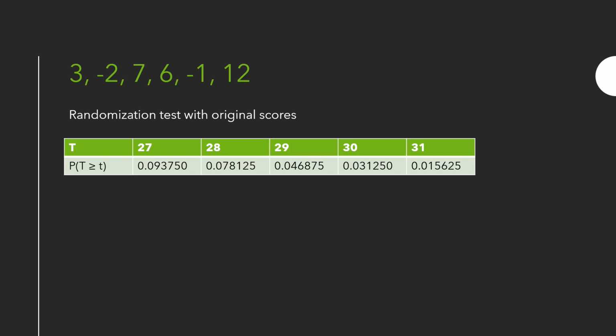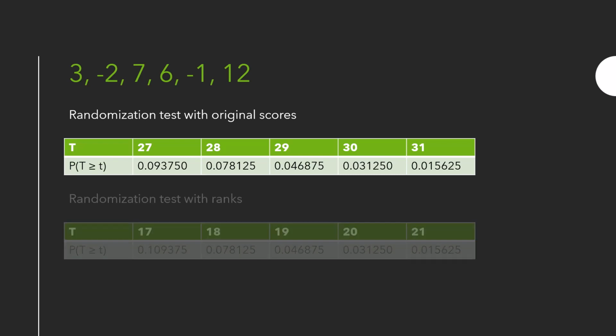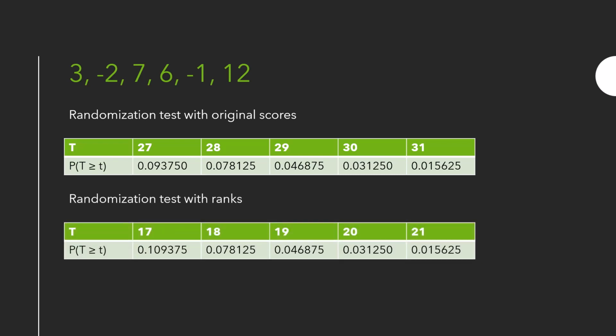We could also rank these scores, ignoring the sign of the scores, ranking with respect to the absolute value, and use the Wilcoxon signed ranks test. And here I'm giving you the distribution for that method. This is a randomization test with ranks. Again, t is the test statistic. I'm showing you the largest possible values of that test statistic when we have 6 observations, and I'm showing you the probability of obtaining that test statistic or an even higher value.